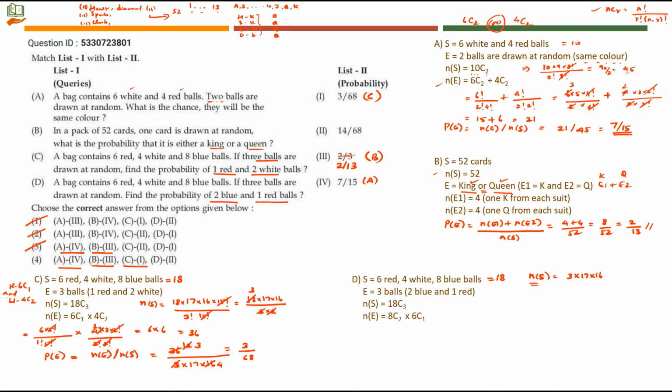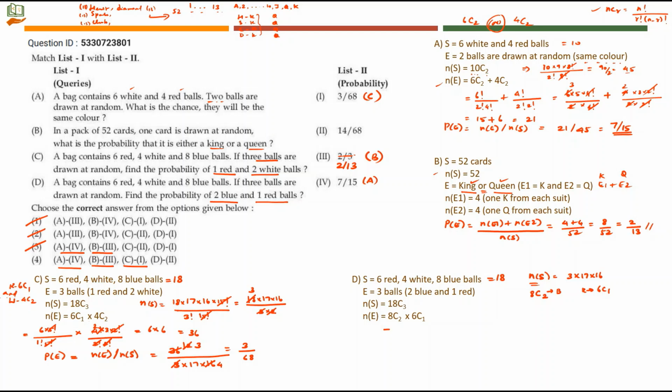This time we have 8 blue balls. So out of 8 you have to pick 2 in case of blue, and in case of red you have to pick 1 ball from 6. So it is 6C1. 6C1 is actually 6 only. So we have the values.